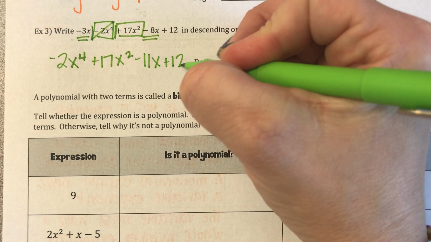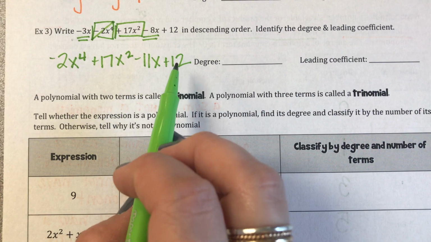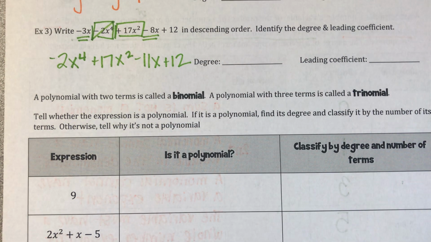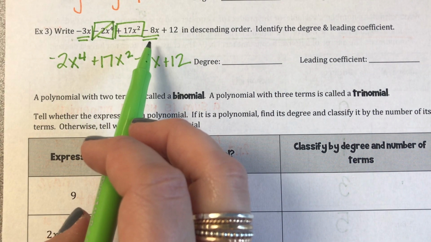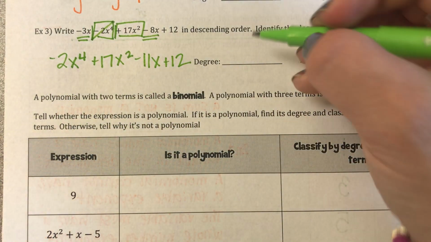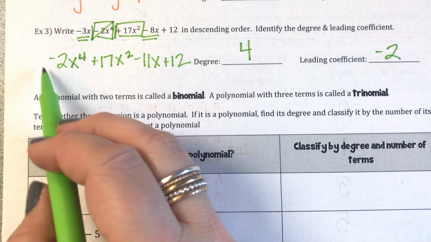-11x plus 12. This is the polynomial written in descending order. Okay, I took -3 and -8 to get -11x. And you don't square it because we're not multiplying exponents together, right? We're not multiplying -3 times -8. We're just combining. So the degree of your polynomial would have been 4, and the leading coefficient would have been -2 again, because that is the first one.